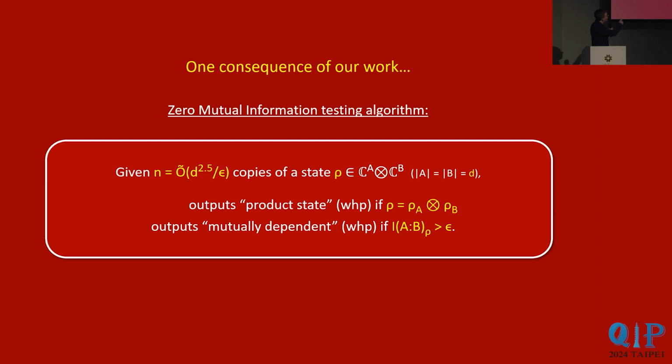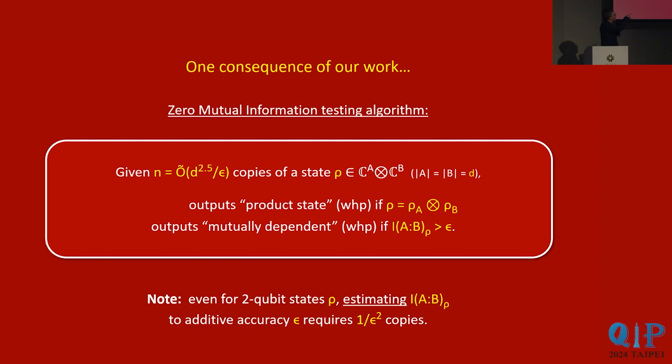And we show that with this many copies of the state, d to the 2.5 over epsilon, you can tell the difference between the cases where rho is a product state, of the form rho A tensor rho B, and the case when it's far from being a product state, in the sense that there's a decent amount of mutual information between the rho A part and the rho B part. So in particular, at least epsilon mutual information. And so it's kind of like a test for being a product state. And what's maybe important about this is not so much the dependence on d, but the dependence on epsilon.